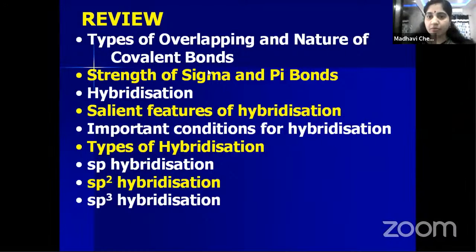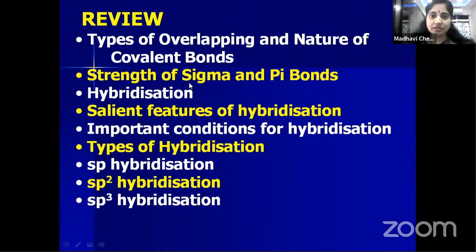Now coming to the pi bond. So px or py, they are perpendicular to the internuclear axis. What is the internuclear axis, children? The Z axis is the internuclear axis. So px or py, they are perpendicular to the internuclear axis. When they overlap in a sideways manner, they give a pi bond. So this is about the sigma bond and pi bond that we have discussed.